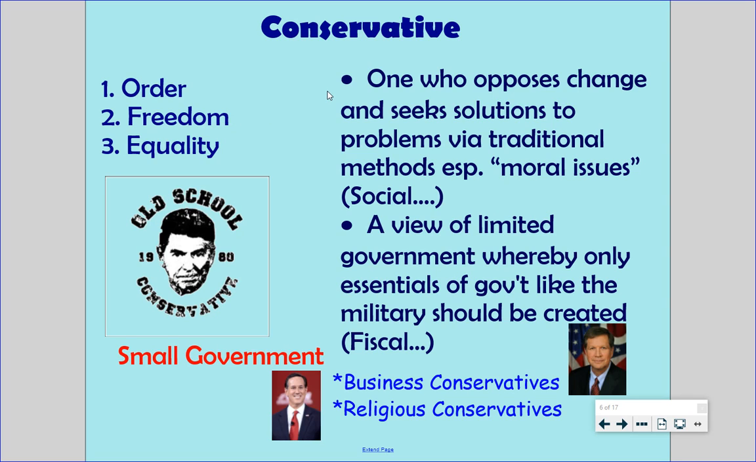So the conservative view is that when order is disrupted, it's usually because of change. So conservatives are more likely to oppose certain changes and have solutions via traditional ways, the way things have been done. Because as soon as you have a change, that's where you can get disruption in the order. They tend to have a view of more limited or smaller government, whereby the essentials of government, like the military, should be created. Because you think the purpose of military is to create order. The military is very orderly.